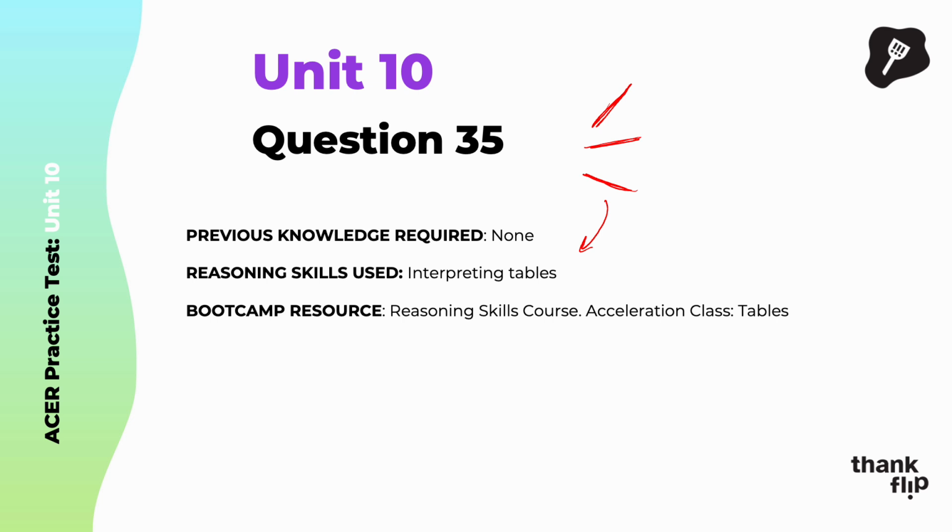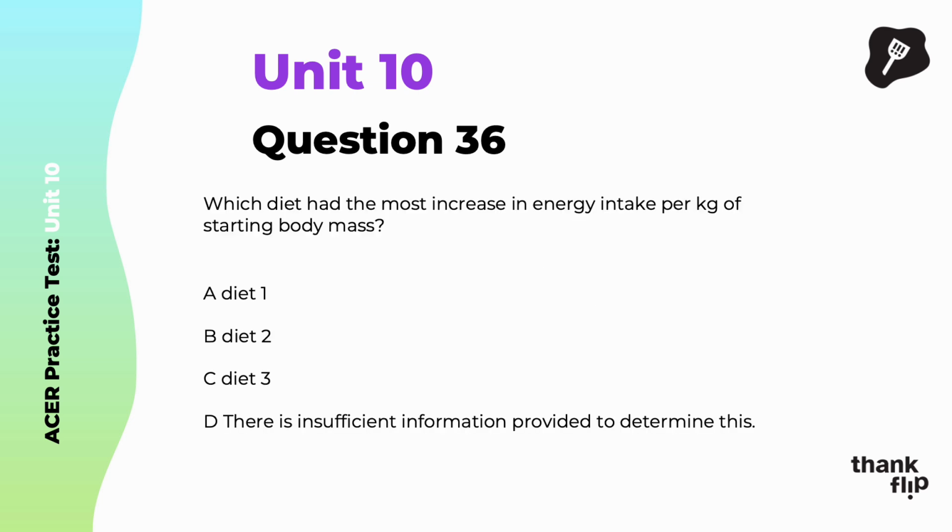And so the bootcamp resources that help with this kind of reasoning skills are the reasoning skills course and the acceleration class on tables as well. Question 36 is asking us something a little bit different than the other questions. It's asking us which diet had the most increase in energy intake per kilogram of starting body mass.